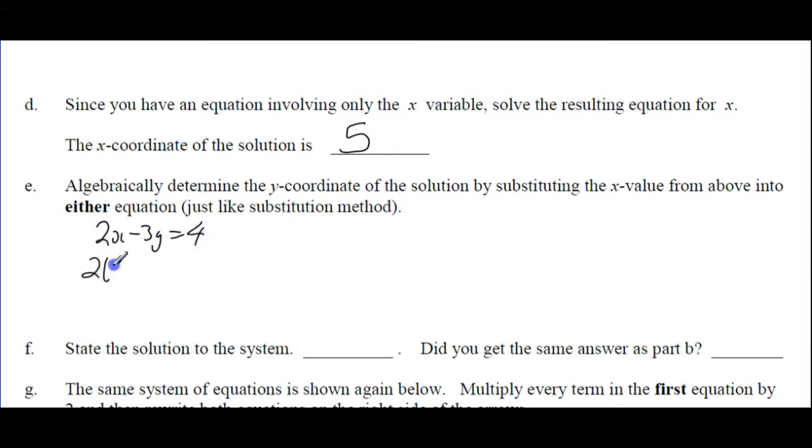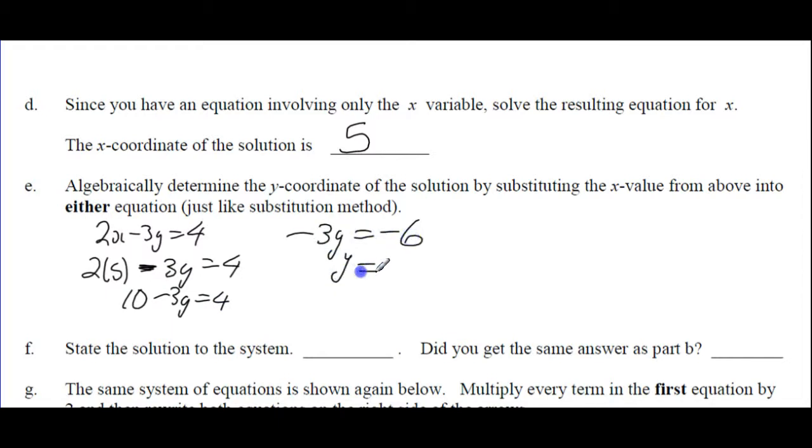And we say that x is 5, so 2 times 5 minus 3y equals 4. 10 minus 3y equals 4. Negative 3y is negative 6, and y is 2. And the solution of the system is 5, 2. And did you get the same answer? Yes, we did.